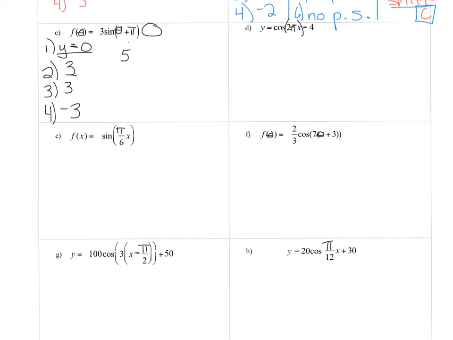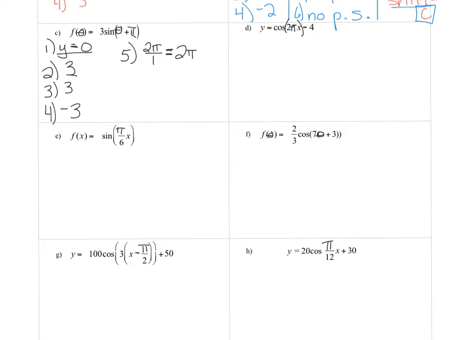The period value, I know this one's kind of tricky. There's nothing in front of this theta. Just erase it so it's not confusing. There's nothing in front of this theta, so basically it's just 1 theta. So 2 pi divided by 1 would just be 2 pi. Basically there's been no change to that horizontal direction.